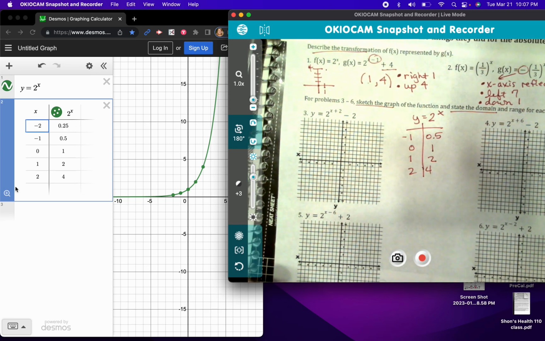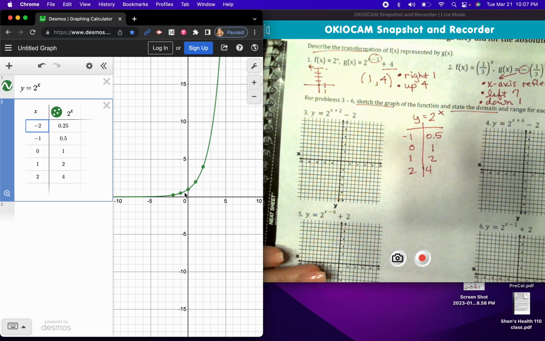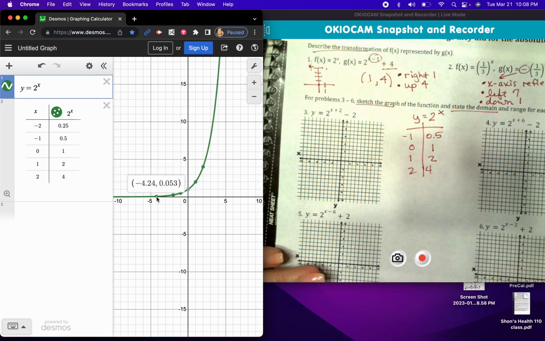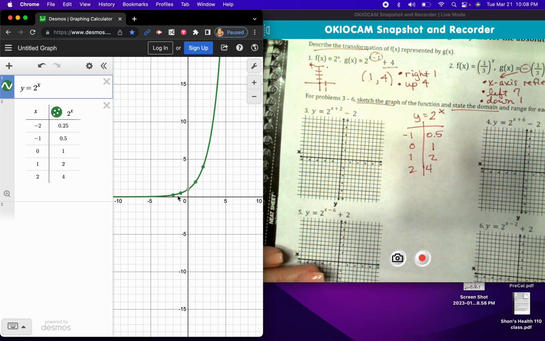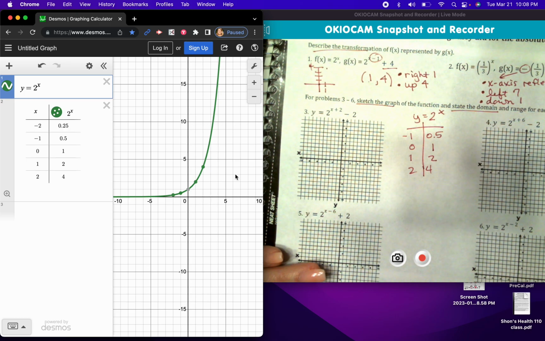And notice that this graph is going down here on the left. As we move left, it's going down and getting closer and closer and closer to 0. See how it's getting closer to 0? But it never hits 0. So we say that it has an asymptote, a horizontal asymptote, on the x-axis.